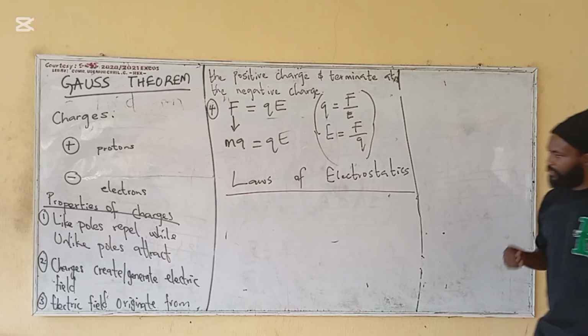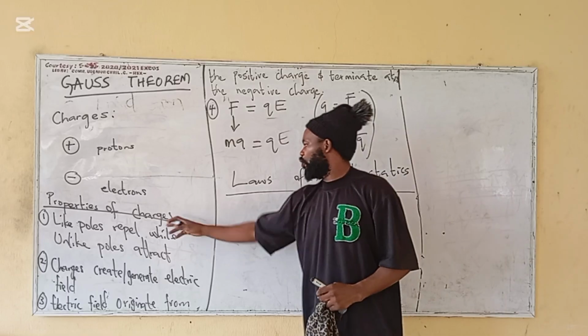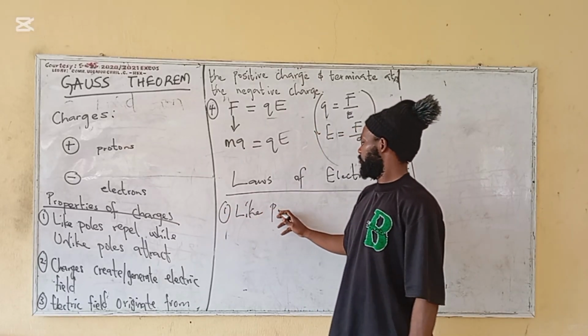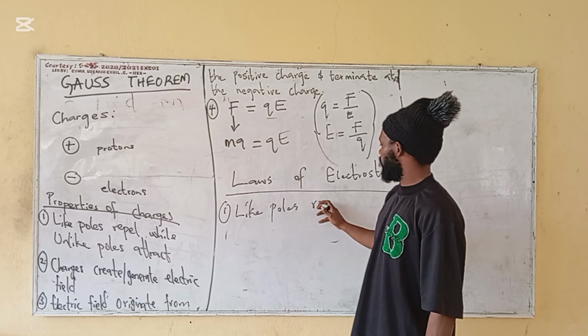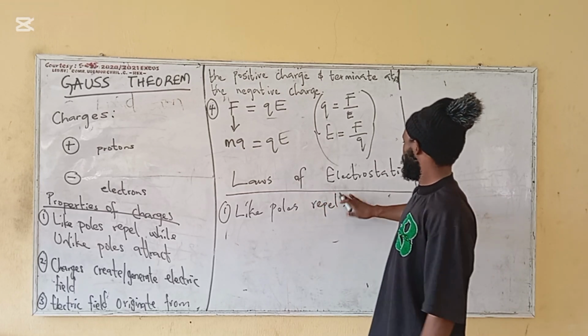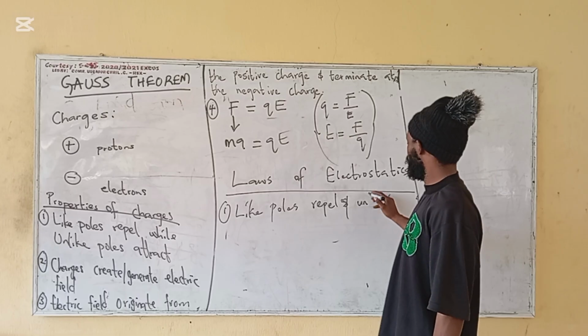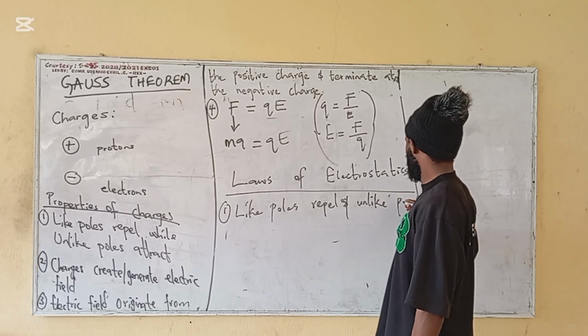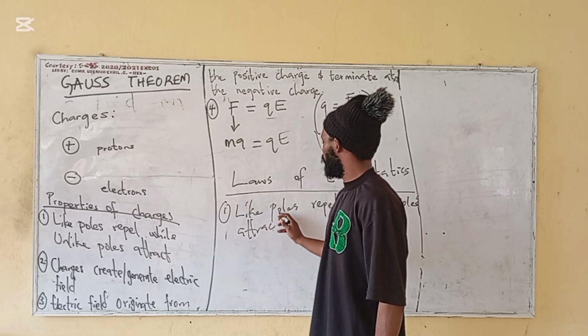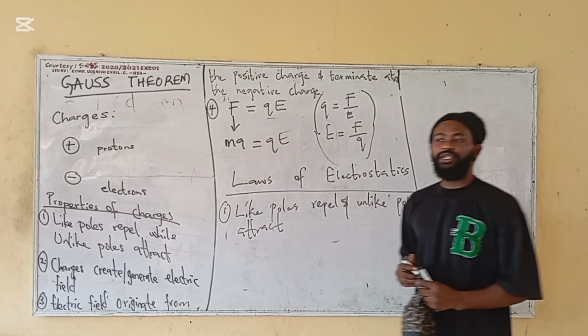Laws of electrostatics. The first law is this one. Like poles repel, unlike poles attract. Are you okay? Like poles repel, and unlike poles attract. Good. Even when we did couple, it is like couple.